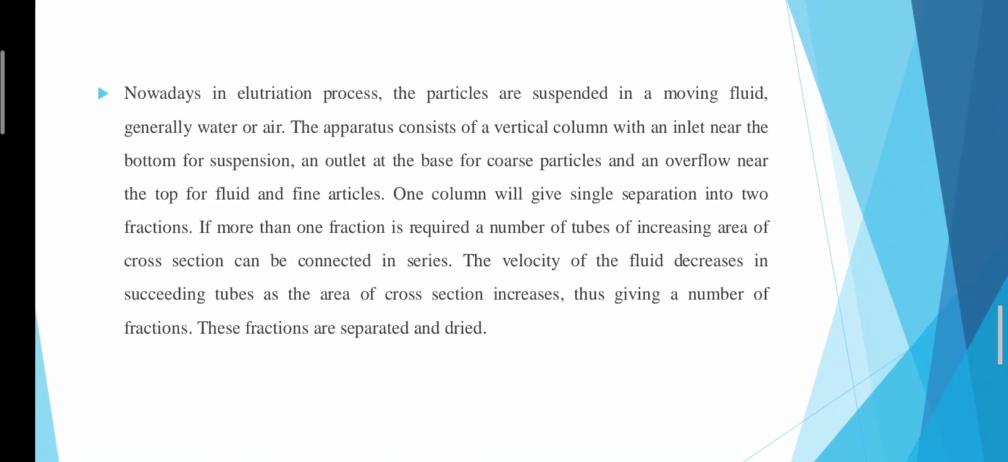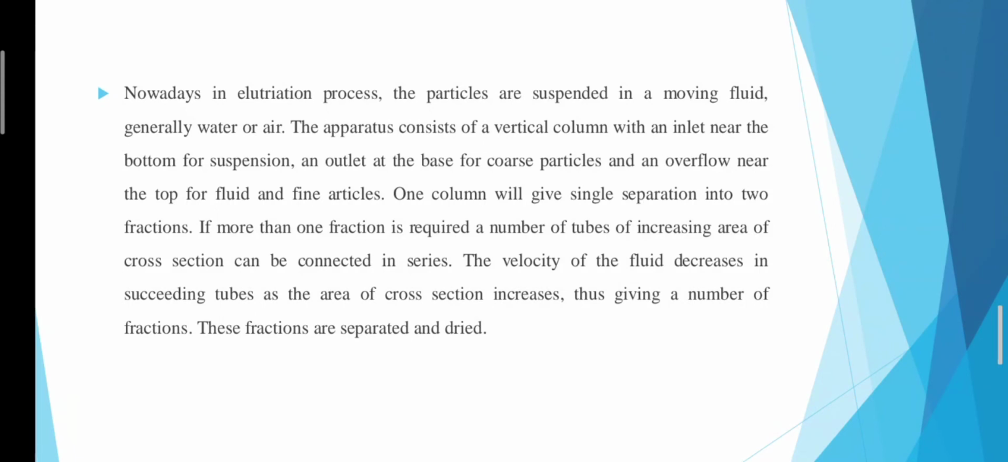Now, in the elutriation process, the particles are suspended in a moving fluid, generally water or air. The apparatus consists of a vertical column with an inlet near the bottom for suspension, an outlet at the base for coarse particles, and an overflow near the top for fluid and fine particles. One column will give a single separation into two fractions.